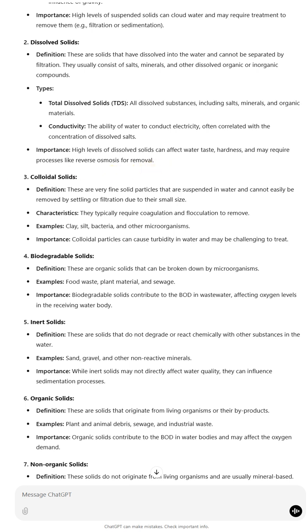3. Colloidal solids. Definition: these are very fine solid particles that are suspended in water and cannot easily be removed by settling or filtration due to their small size. Characteristics: they typically require coagulation and flocculation to remove. Examples: clay, silt, bacteria, and other microorganisms. Importance: colloidal particles can cause turbidity in water and may be challenging to treat.